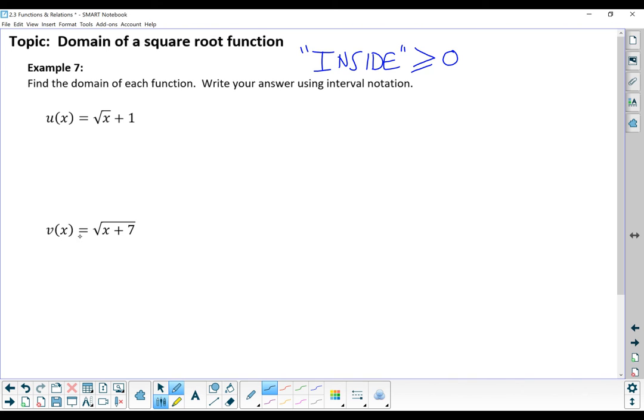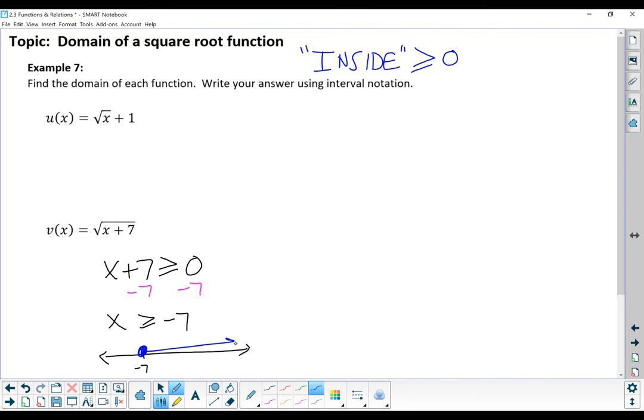So I'm going to start with function v of x on the bottom here. I have the square root of x plus 7. So the inside, the x plus 7, has to be a positive number. It has to be greater than or equal to 0. So if I get that x by itself, I get x is greater than or equal to negative 7. Now, some people have a hard time writing intervals from an inequality. If you need to, draw a number line because that will help you see how to write the interval for the domain. For this one, x greater than or equal to negative 7 means that the domain is going to be from negative 7 up to infinity.